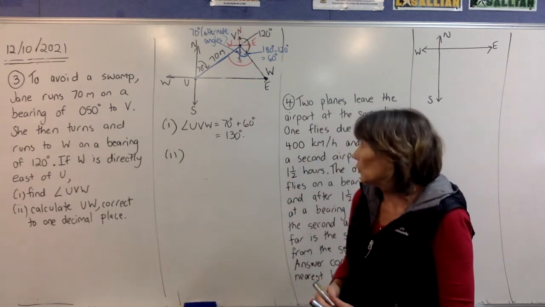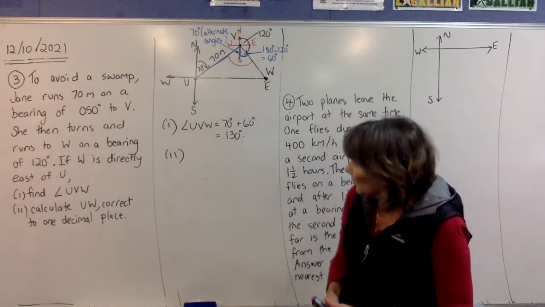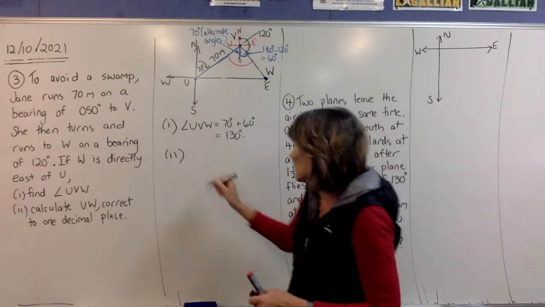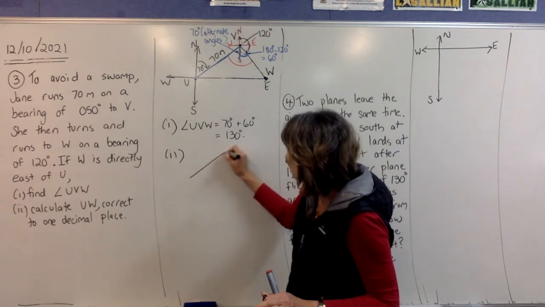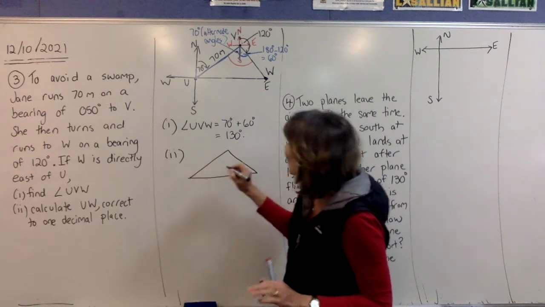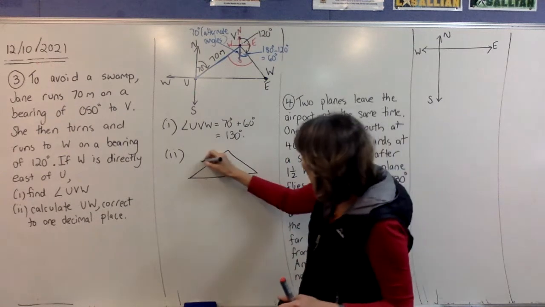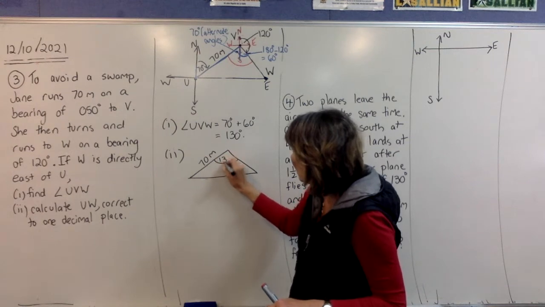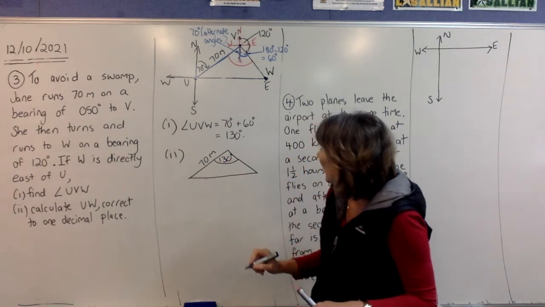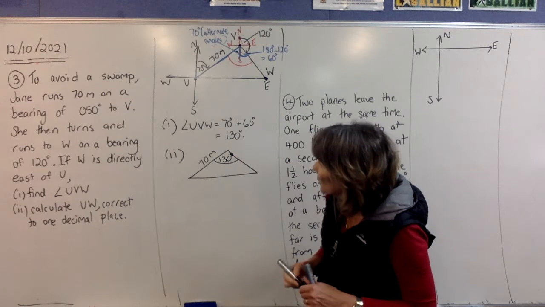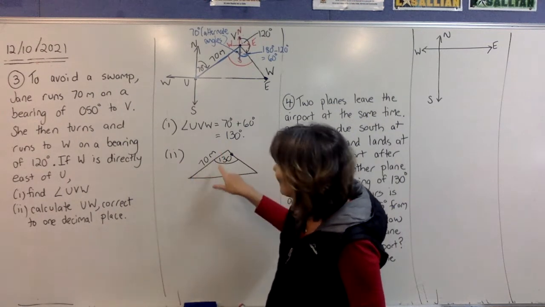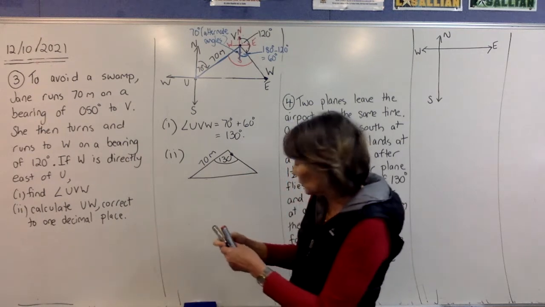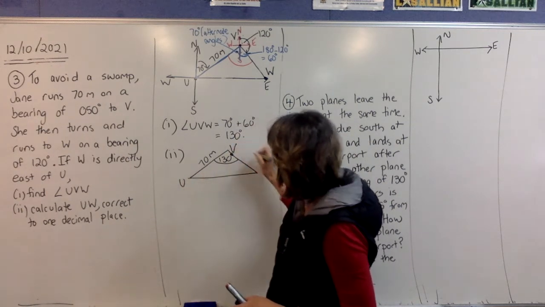We're calculating UW. Now, have I left any measurements off here? No, I don't think I have. Okay, so I'm going to just draw the triangle that we're looking at. This is the triangle we're looking at. It's just easier than looking at the mess that we have up there now. So we have 70 metres there. We've just found that to be 130 degrees. And what else do we have? One side, one angle in the middle here. And they're asking us for, I'll just put these letters on, we've got U, V and W.